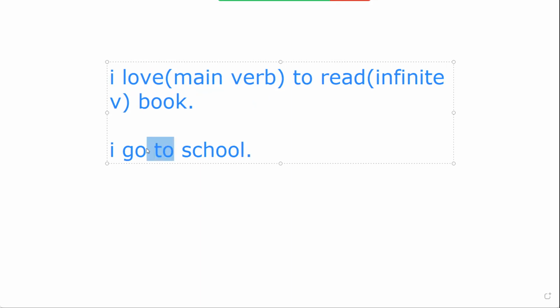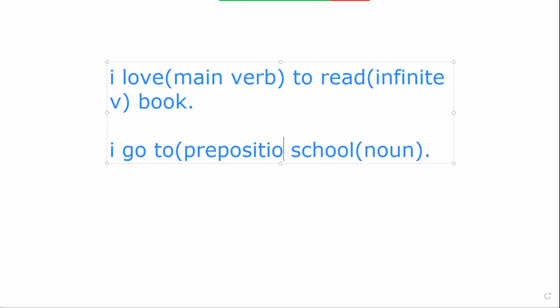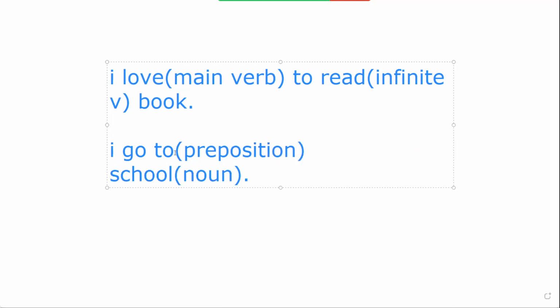School is a noun, madam. तो यहाँ पर अगर noun से पहले हमारा to लगा है तो it becomes preposition. If to comes before a noun, it becomes a preposition. But if to comes before a verb, it becomes an infinitive.